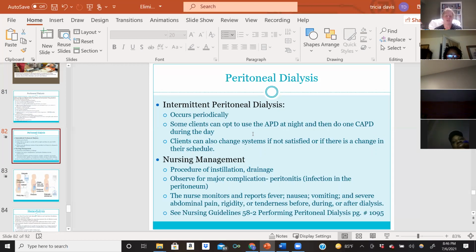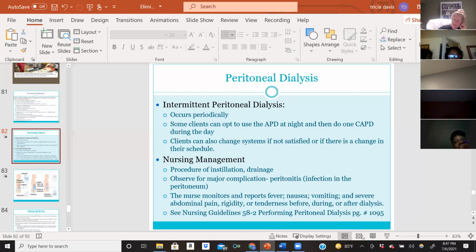You obviously want to observe for major complications. One of the biggest things we watch for is peritonitis, which is an infection of the peritoneum. Peritonitis would result in a fever, nausea, vomiting, severe abdominal pain, not just a little bit of cramping, but severe abdominal pain, abdominal rigidity and tenderness before, during, or after dialysis.